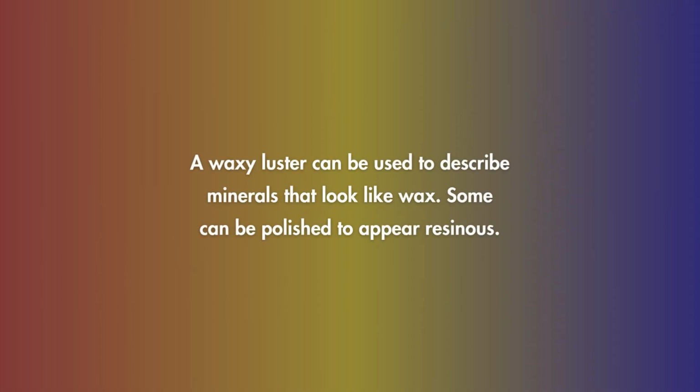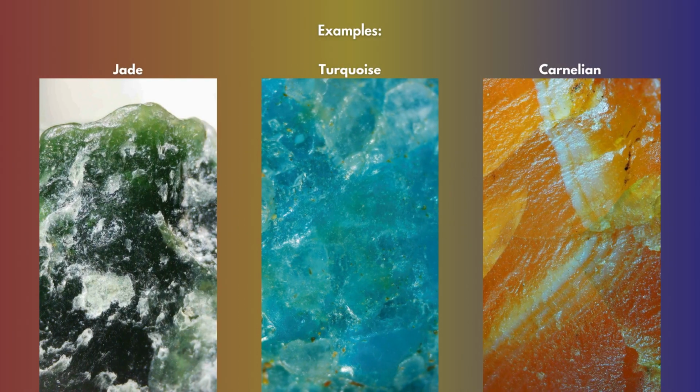Next up is waxy. A waxy luster can be used to describe minerals that look like wax. Some can be polished to appear resinous. Some examples include jade, turquoise, and carnelian.